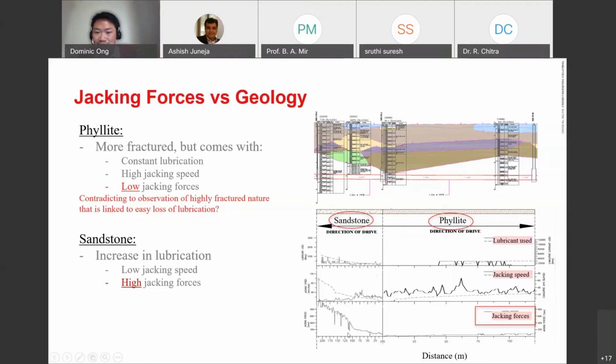But if you look at jacking forces, you can see that in phyllite, the jacking forces are relatively much smaller than the jacking forces in sandstone. So this figure shows us that it's very much dependent on the geology type that will give you the kind of variations in terms of your lubrication, your jacking speed, and your jacking forces. We have all these case studies documented in our papers. I'll flash the papers to you so that you can read them if you are more interested. But this is just general conceptual work that I'm trying to present to you.